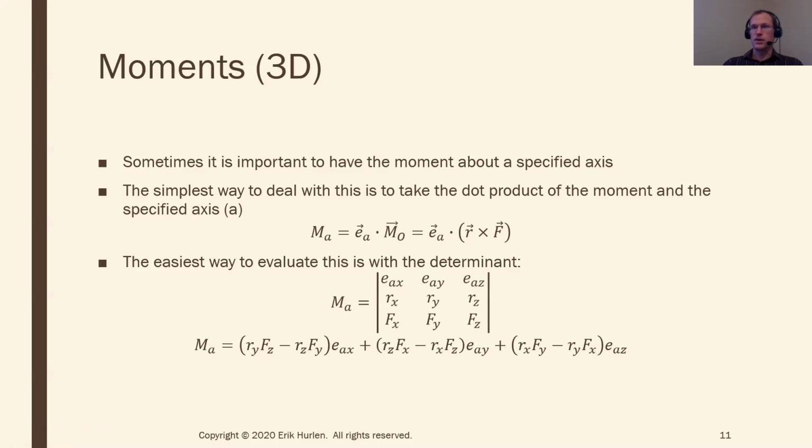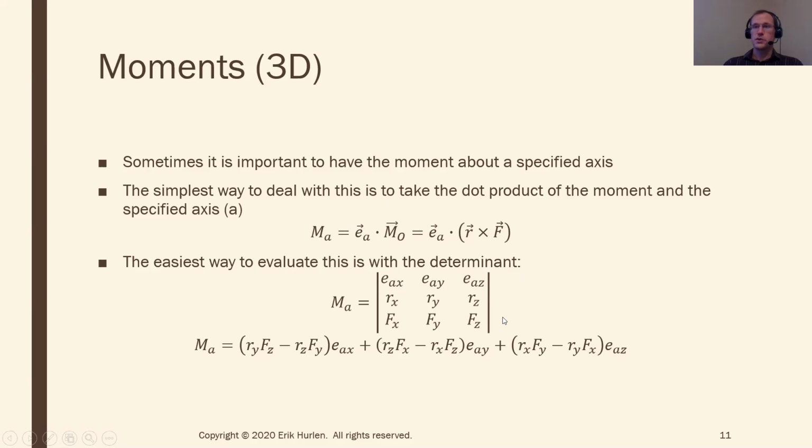Of course, you can do that for any axis you want. It doesn't have to be x, y, or z. It could be some combination of them. Whichever case it is, just use that unit vector in that direction, dot product with the moment you found before. If you didn't find that moment before, you can just take the total determinant.